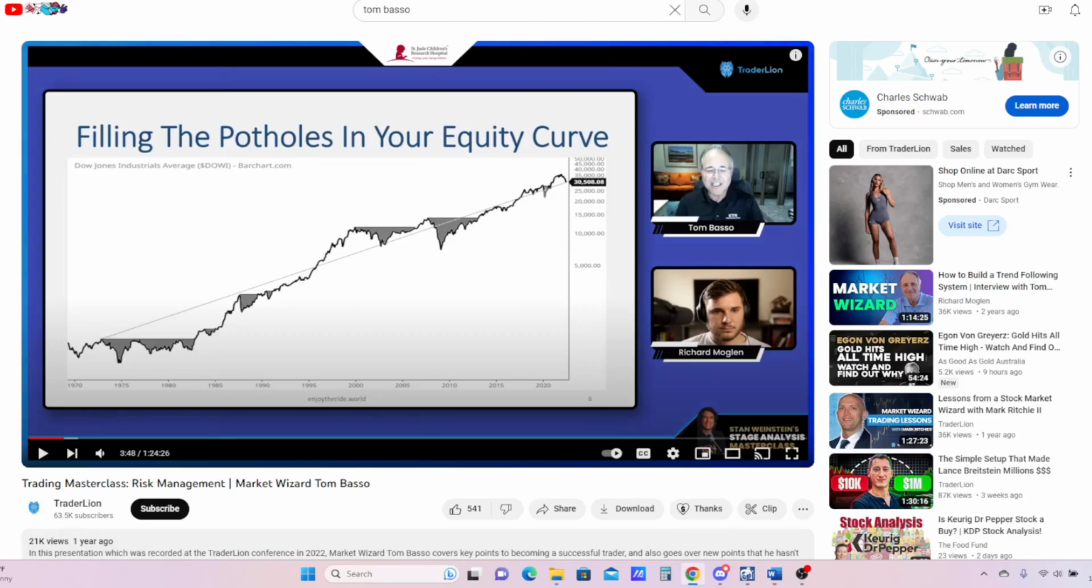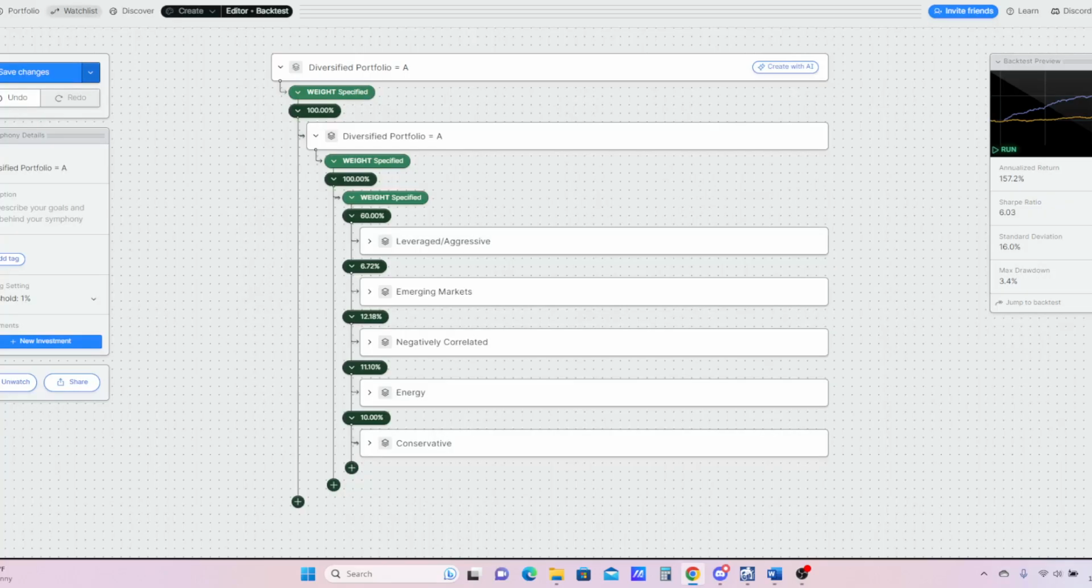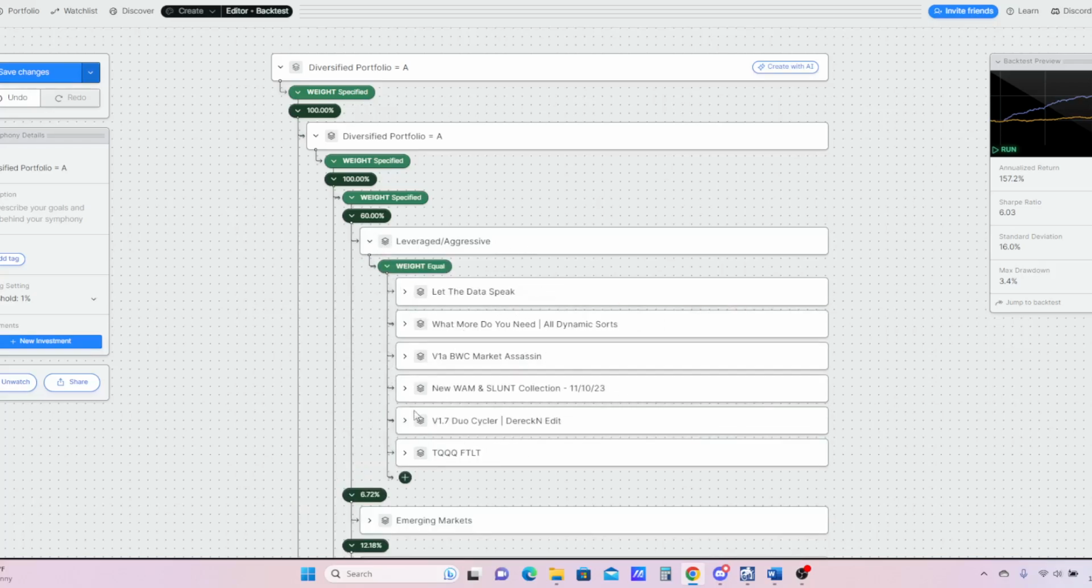So this is kind of why I made, let me close this one. Hopefully that'll help a little bit. But this is kind of why I made this portfolio. So it's got kind of a mix of everything. So again, these are the aggressive sort of leveraged, these have 3x leverage. Pretty much all of these are going to show hundreds of percent annual returns, which is going to be changing as these symphonies get older and older.